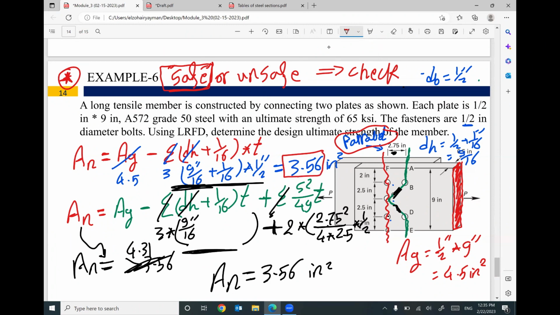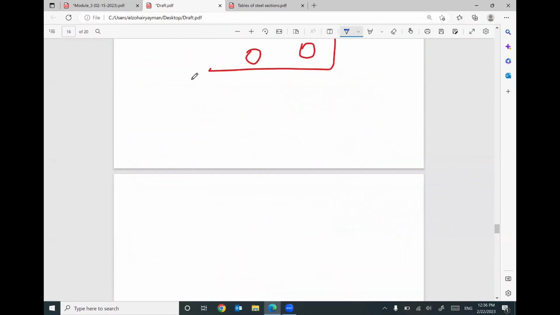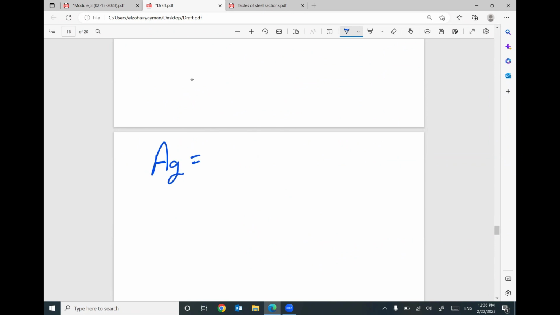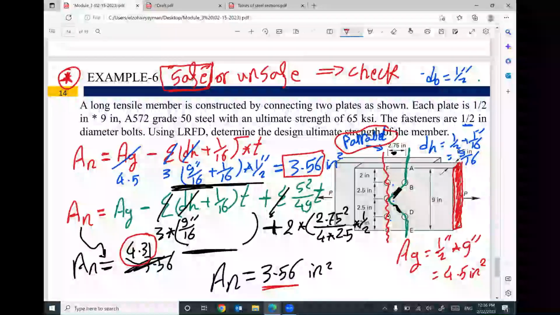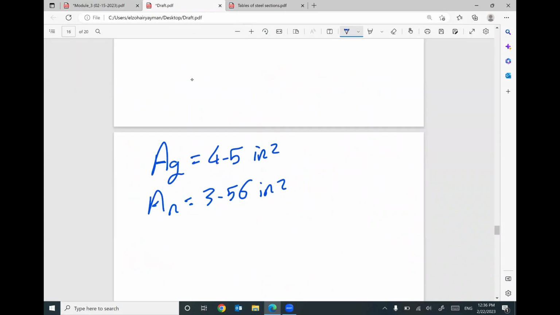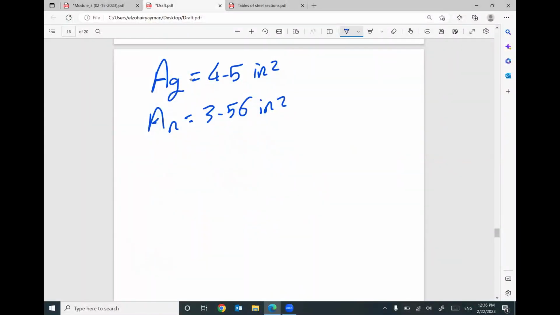So the two cases: if you consider this connection parallel, it gives you area net equal 3.56. If you consider this connection staggered, it will give you 4.31. I'm going to use the smallest value, which is 3.56. So the final answer is the area gross for this cross section is 4.5 inches square, and your area net will be 3.56 inches square. This is the final conclusion. That makes sense? But the problem does not ask for area net and area gross. We need to figure out what is the design ultimate strength.